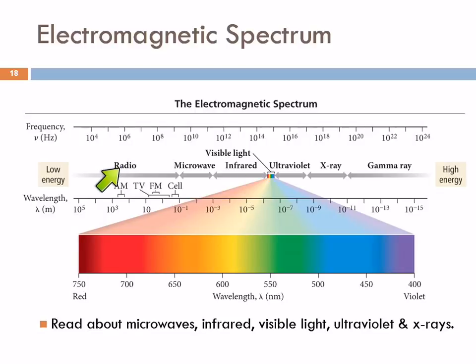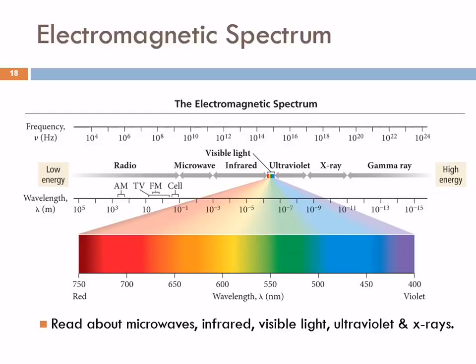I think it's a good idea to memorize this order: radio waves, lowest energy, then microwave, then infrared, visible, ultraviolet, X-ray, and gamma rays. So ultraviolet is beyond violet, and infrared is below red. Infrared is heat. Everything that is warm emits infrared radiation. We're all sitting here emitting infrared radiation.